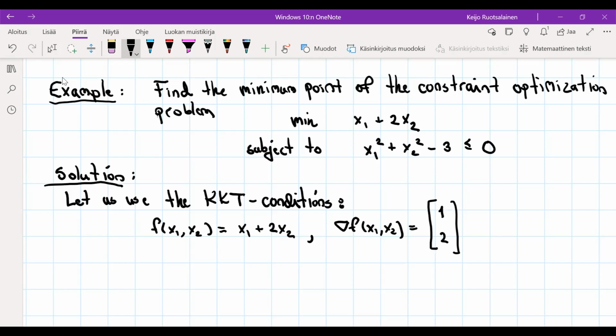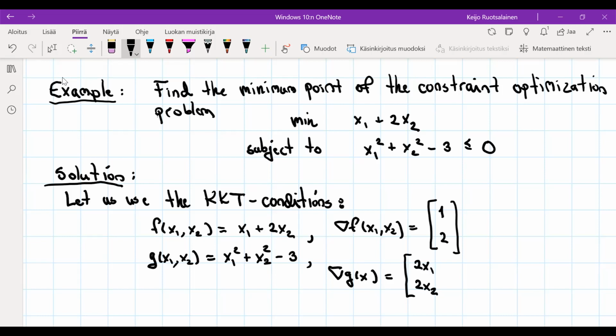Then I have just one constraint function. It's quadratic, x1 squared plus x2 squared minus 3. And then I compute the gradient of g. So it is 2 times x1, 2 times x2.